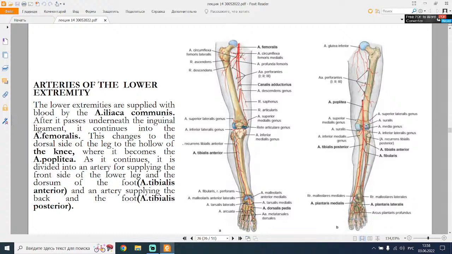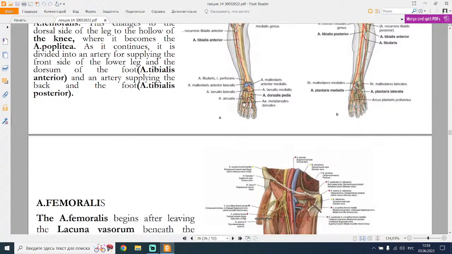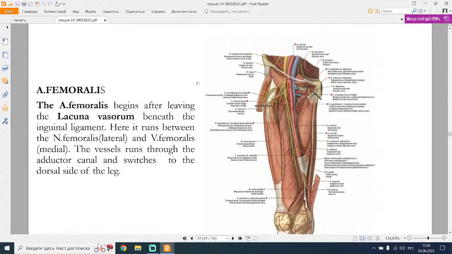Arteria femoralis continues into poplitea. Arteria poplitea divides into arteria tibialis anterior and arteria tibialis posterior. Arteria femoralis begins after leaving the lacuna vasorum beneath the inguinal ligament.